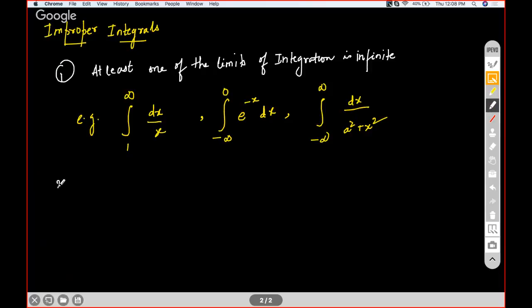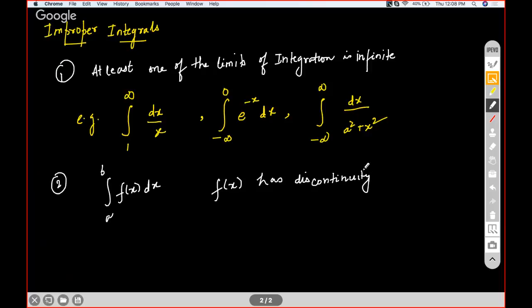The second type of improper integral is where, in the interval a to b, the function f of x has a discontinuity at some point c belonging to the interval a to b. So some point between a and b, the function has a discontinuity. It can be at the corner points also, at the end points.